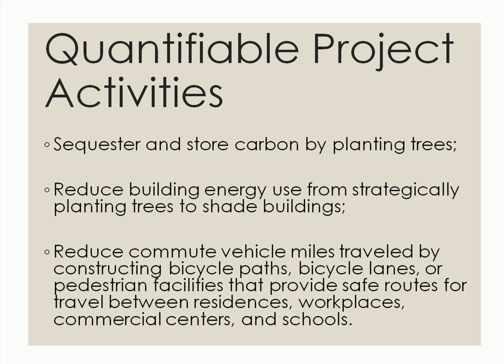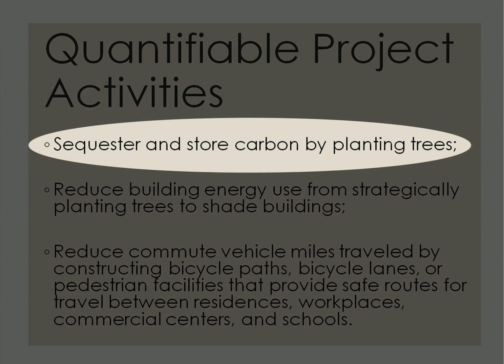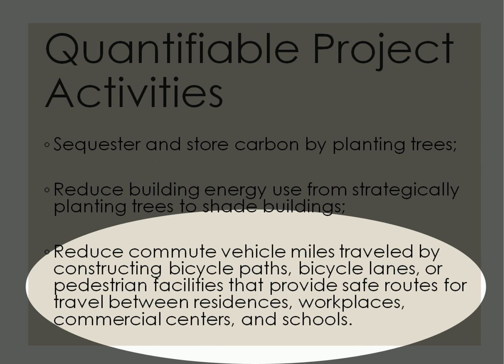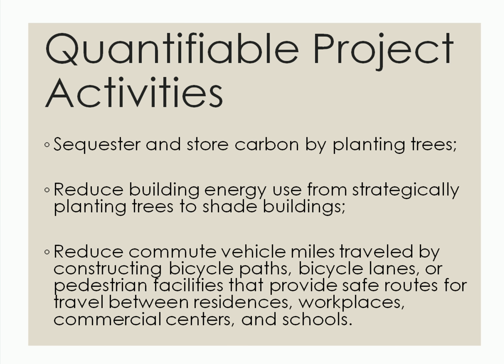Each project eligible for funding must include at least one of the following quantifiable project activities: sequester and store carbon by planting trees, reduce building energy use from strategically planting trees to shade buildings, or reduce commute vehicle miles traveled by constructing bicycle paths, bicycle lanes, or pedestrian facilities that provide safe routes for travel between residences, workplaces, commercial centers, and schools. Different project activities may reduce greenhouse gas emissions.